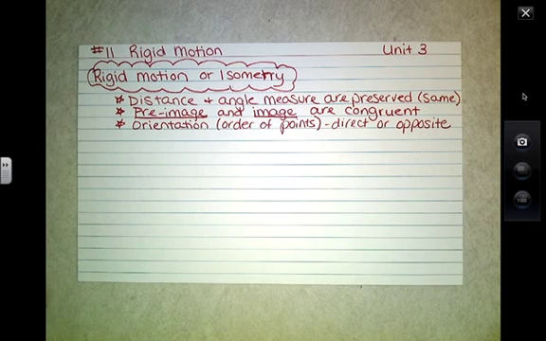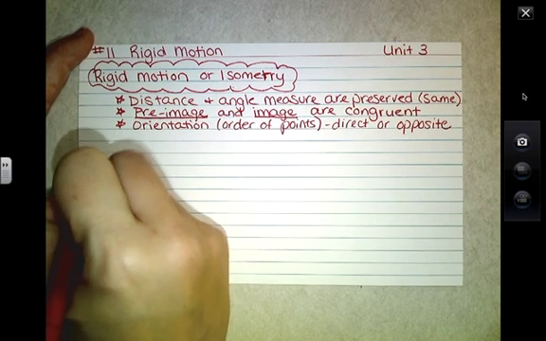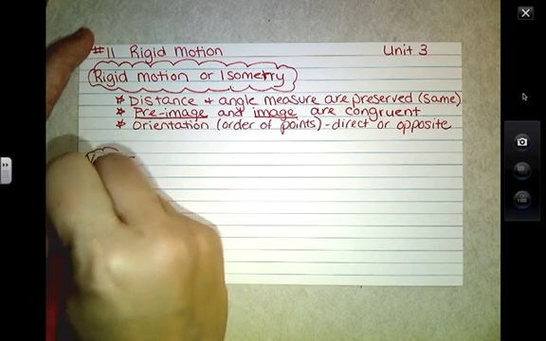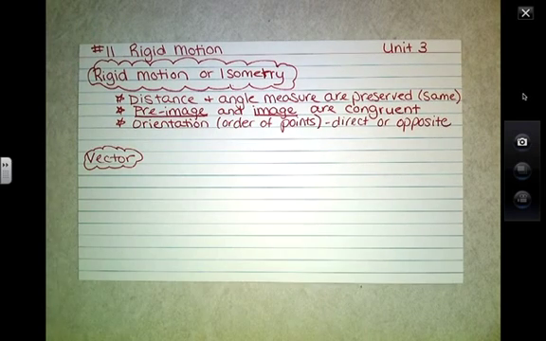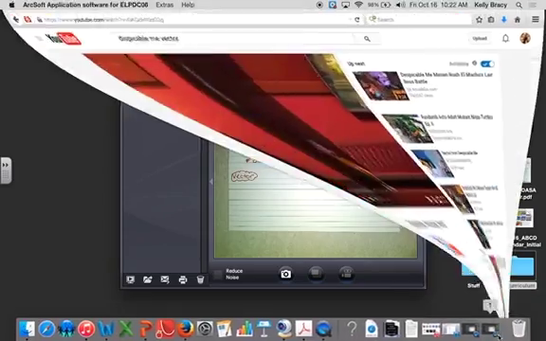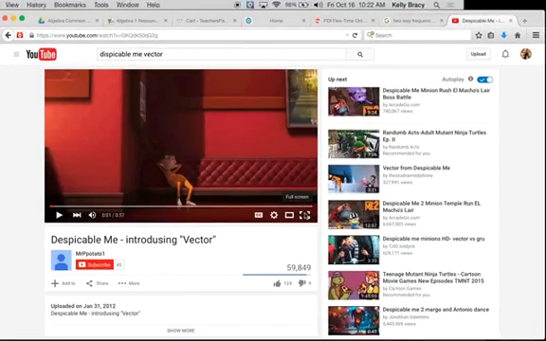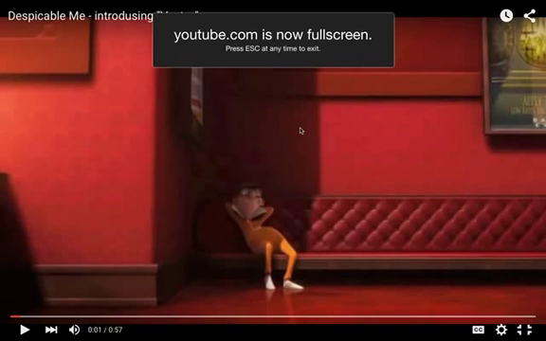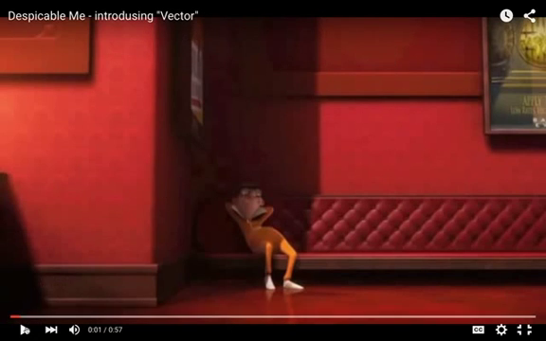Okay? Now, the next thing you need to know is, what is a vector? So, before we talk about what a vector is, we're going to watch a little video from Despicable Me. This is from the first one, right? Yeah. All right, you ready?